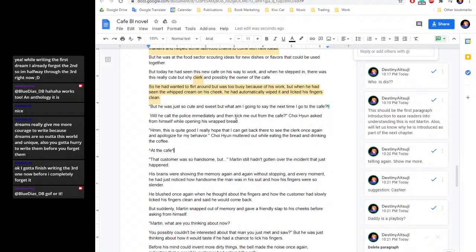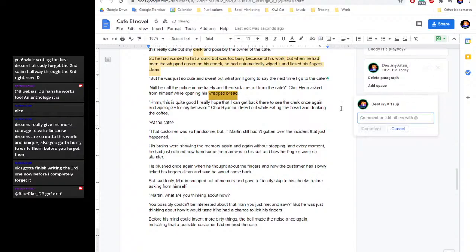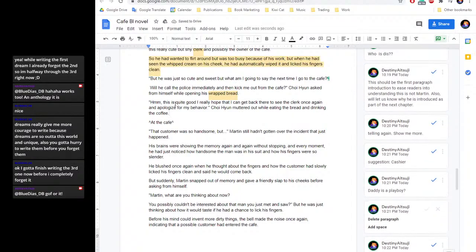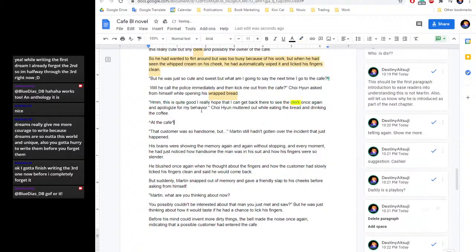Opening his rip again. Sandwich. Suggestion: sandwich. It's a modern day term. Okay. Right, so, and then he says, this is quite good. I really hope that I can get back to see the clerk once again, and apologize for my behavior. Apologize for what behavior?